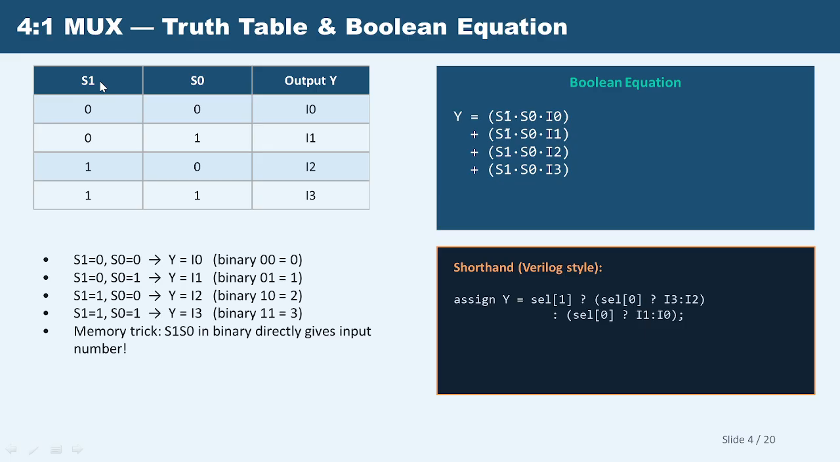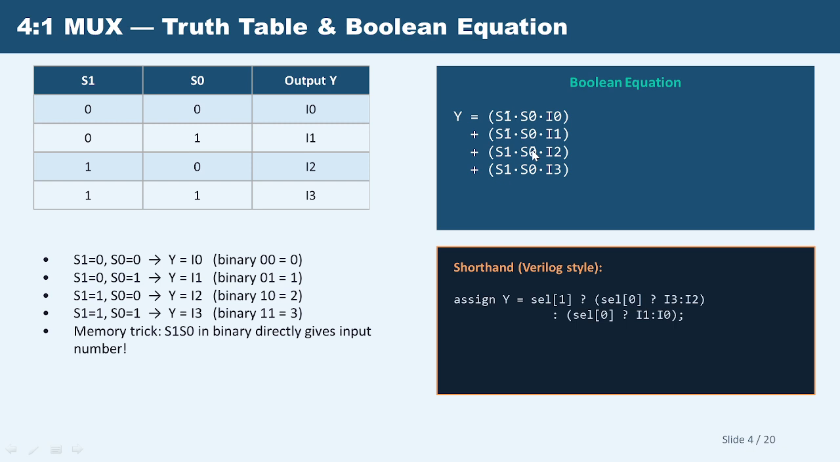If both select lines are 0, then we will get output I0. If select line 1 is 0 and select line 0 is 1, then we will get output as I1, input 1. How are you going to remember this? Using a memory trick called binary values. What is the binary value of 0 0? It will be 0, 0 1 is 1, right? Like that only, 1 0 is 2 and 1 1 is 3. It will be the binary value. Like that only you can derive the value.